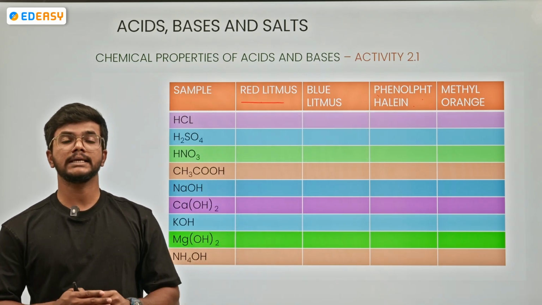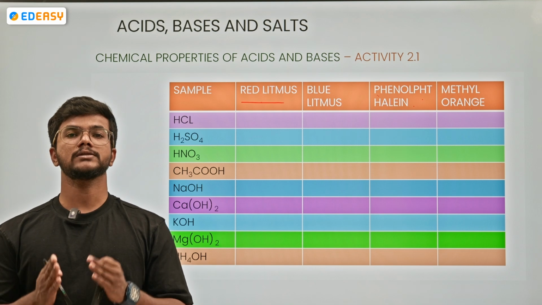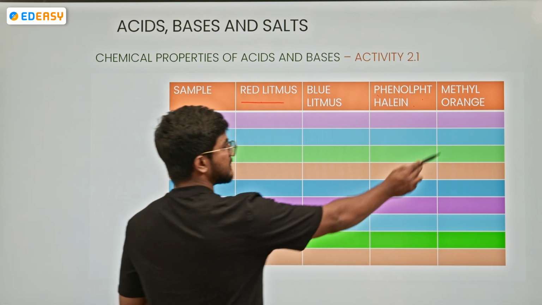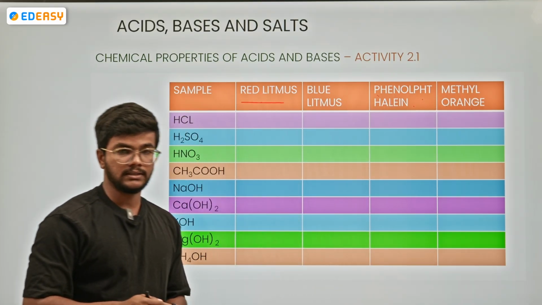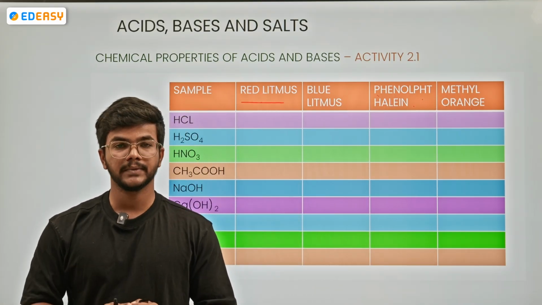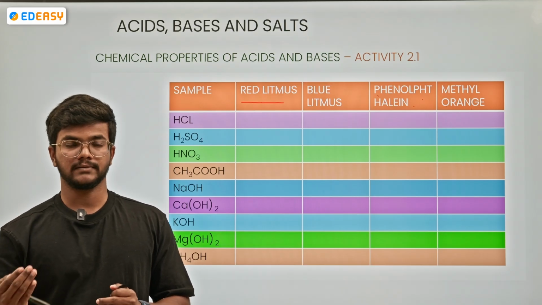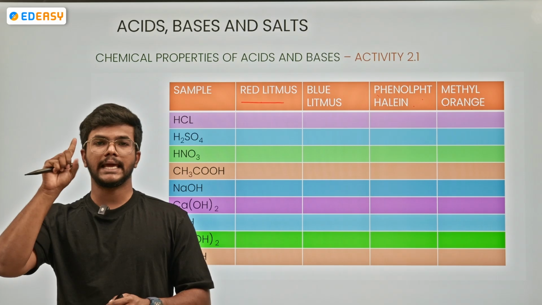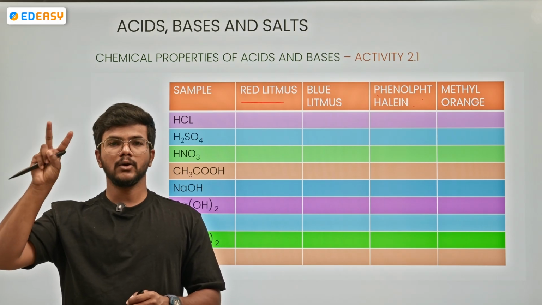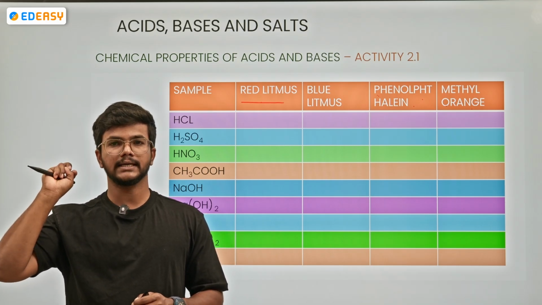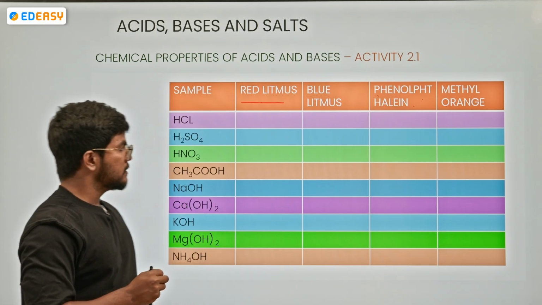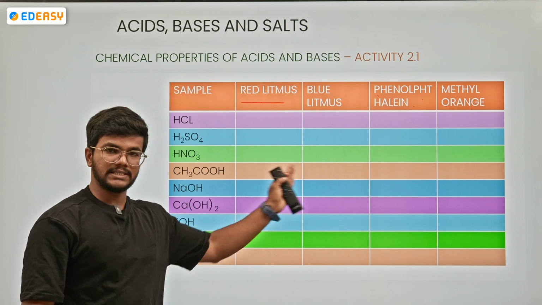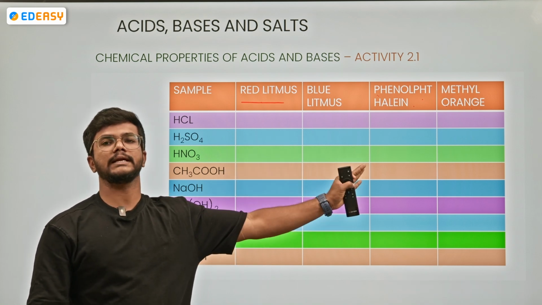Methyl orange is called a universal indicator and it's also a pH indicator. When methyl orange reacts with the acid, it changes its color into yellow, whereas for the bases, it changes its color into red. So two colors, yellow and red. Yellow color for the acids, red color for the bases. We will understand the acids and bases with the litmus test, red litmus and blue litmus test, phenolphthalein indicator and methyl orange.